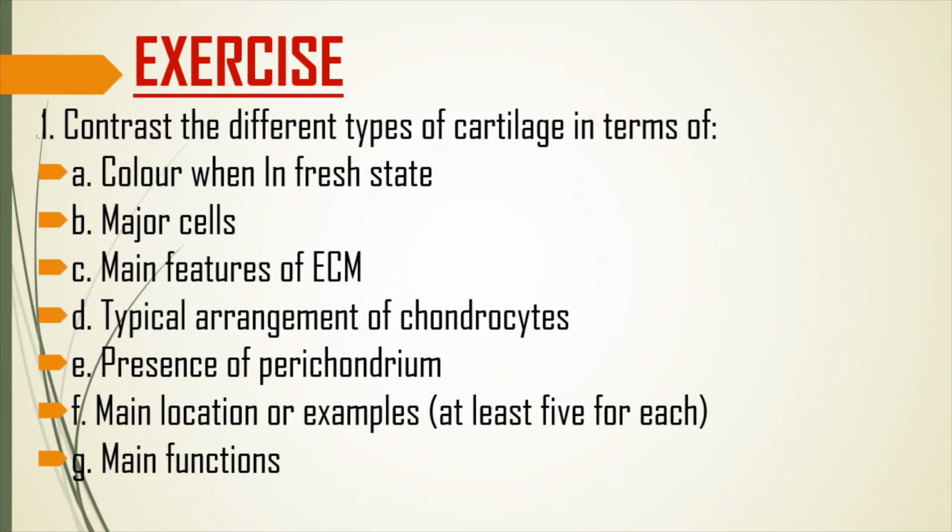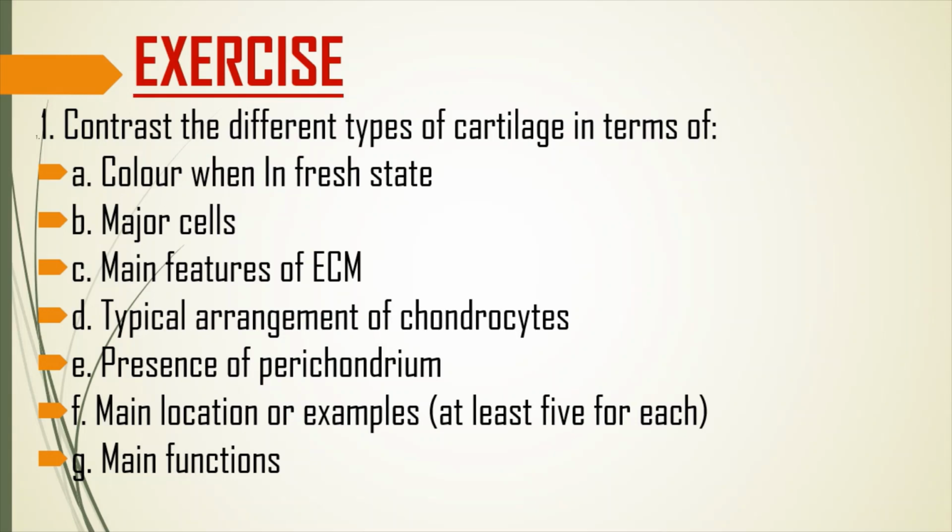Okay, so after that histological representation and after you draw, you're supposed to answer this exercise now. In this exercise, number 1, you should contrast the different types of cartilage in terms of color when in fresh state, the major cells found in that cartilage, the main features of the ECM, the typical arrangement of chondrocytes, the presence of the perichondria, and main locations or examples of where the specific cartilage is found. You should mention at least 5 locations for each cartilage and mention the main functions of each cartilage.